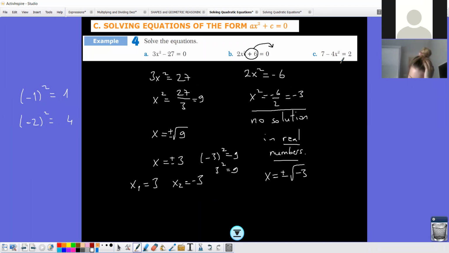Now in C, guys, what will we do? Again, minus 4x squared plus 7 equal to 2. We put the 7 on the other side, which will be 2 minus 7 over... okay, both of them you can do. You can take minus 4x squared to the other side, or you can take 7 to the other side. Let me take 7 to the other side to see what we'll have. Minus 4x squared is equal to 2 minus 7.